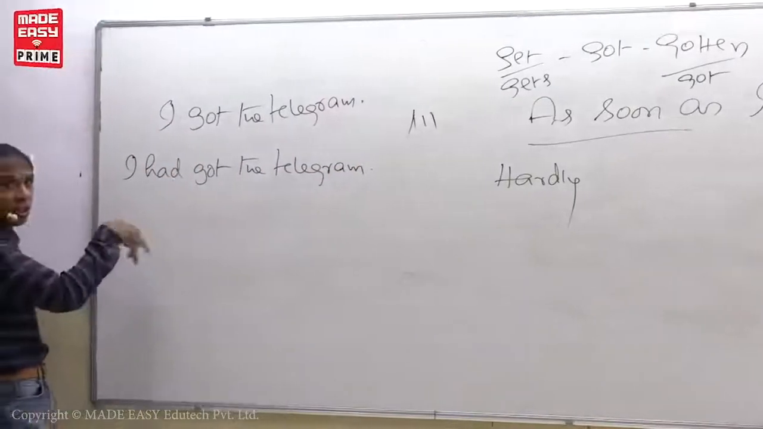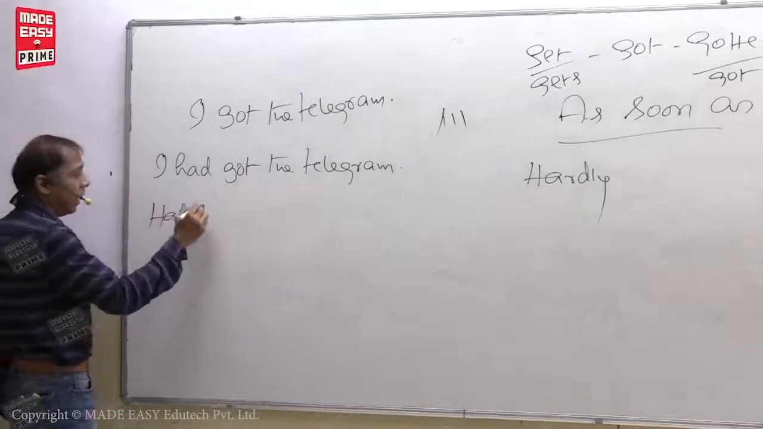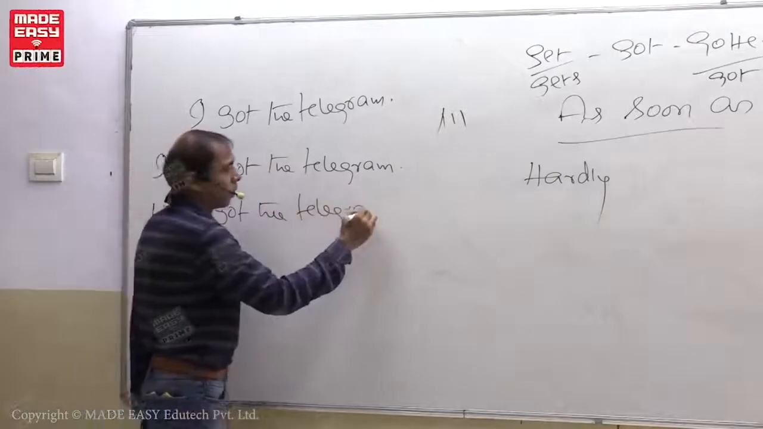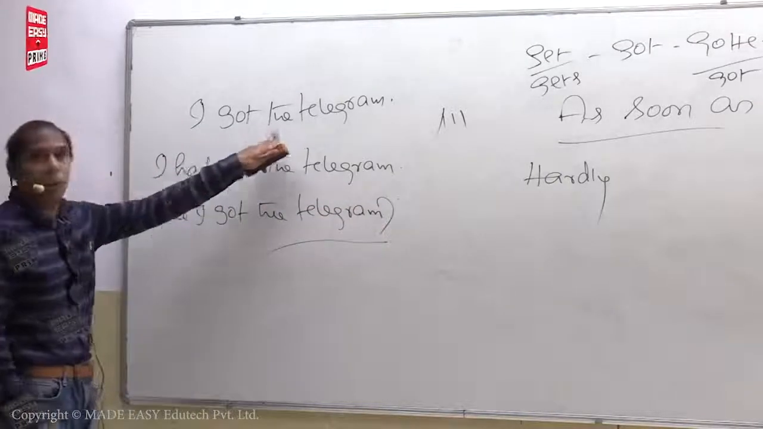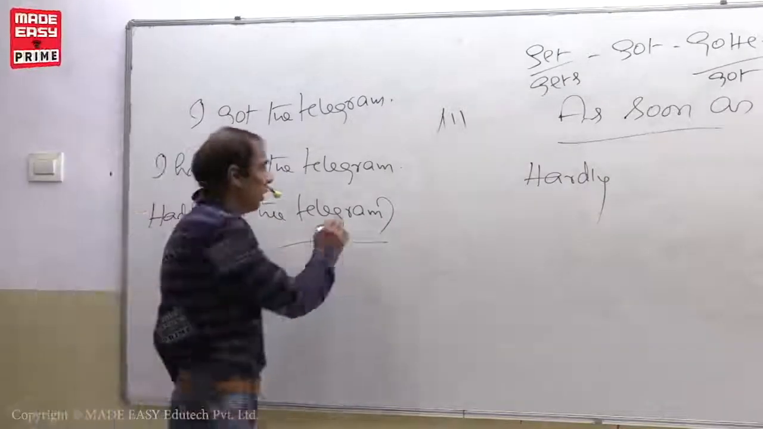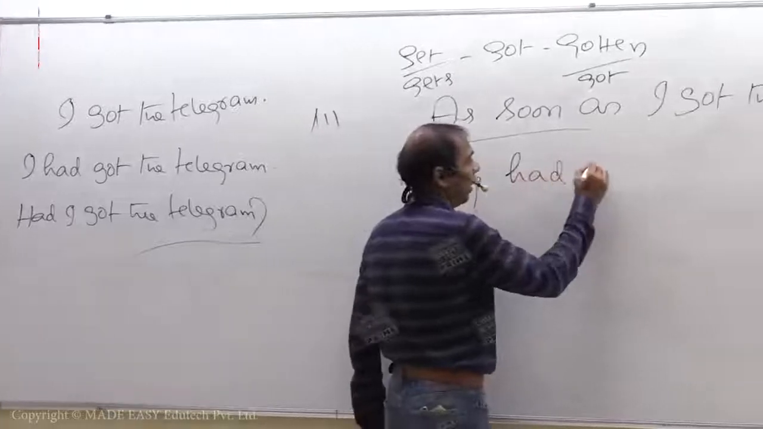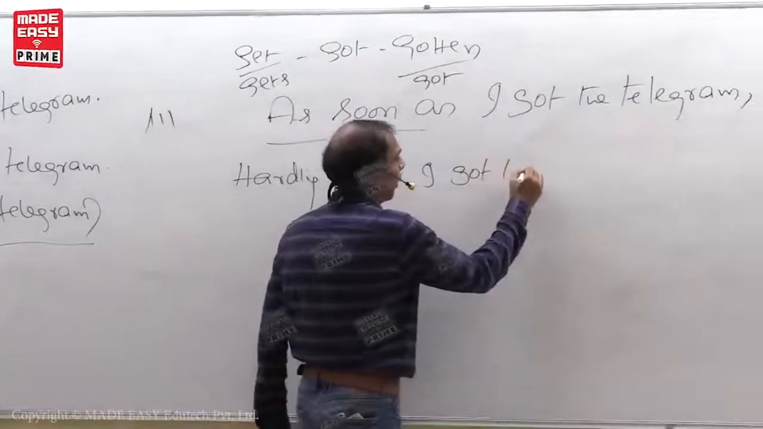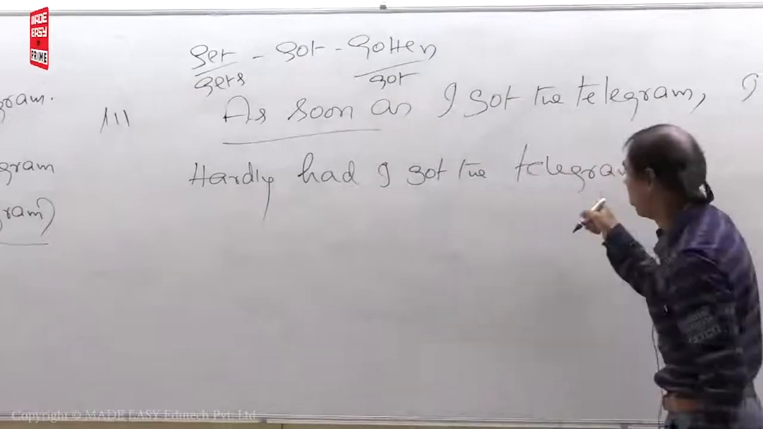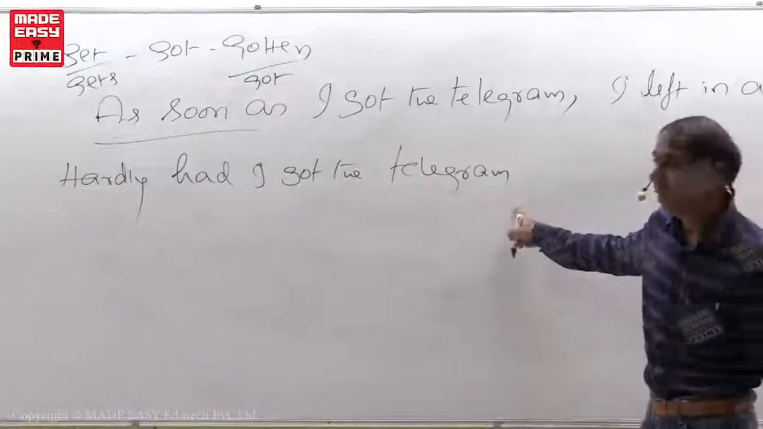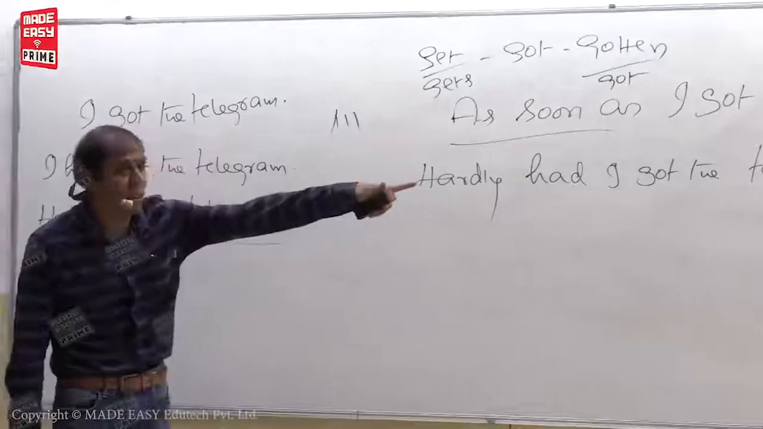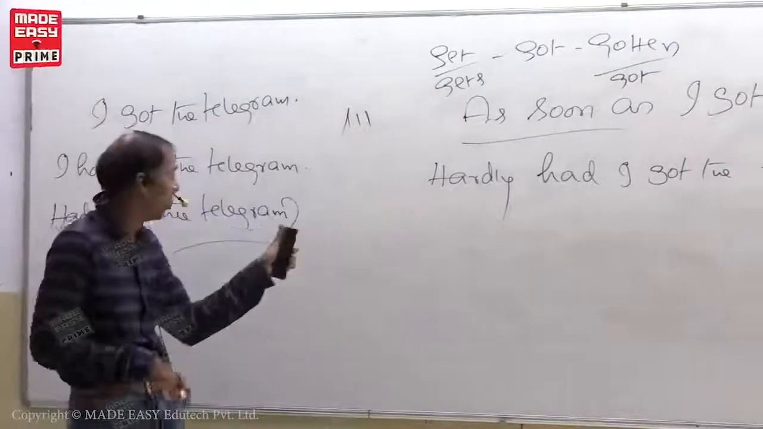Right? This you have to change into interrogative form. Had I got the telegram? Okay? First change into had plus V3 form. Then you change into interrogative form. Right? This we have to write here. Hardly had I got the telegram. Here we must not put question mark. Why? Here we have ended the sentence so that we have used the punctuation mark here. Still there is something to write. So don't put the question mark.